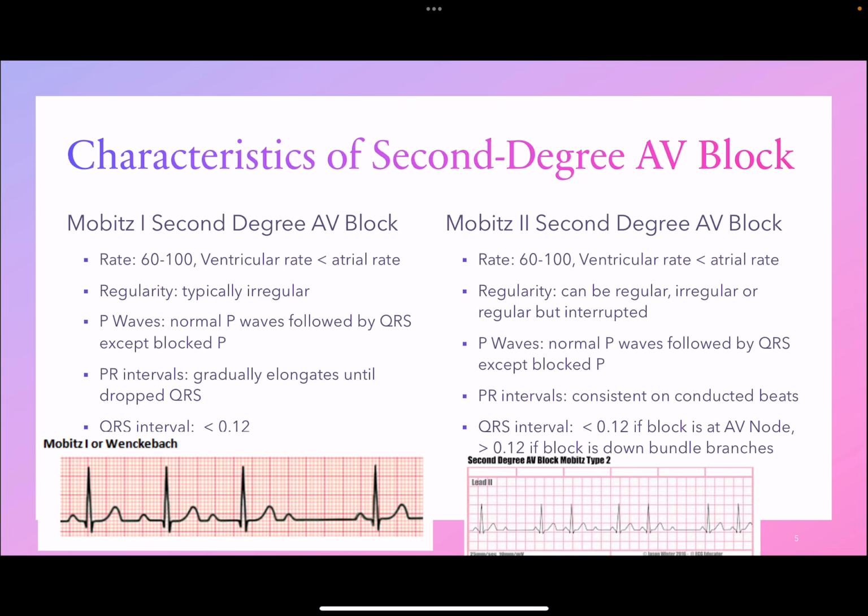It's important to note on this one that on the conducted beats, where there's a P wave, the PR interval is very consistent, very uniform. This is unlike the Mobitz 1, where we see it's gradually getting longer and longer. And then it just drops, and we start with another P wave for another QRS.